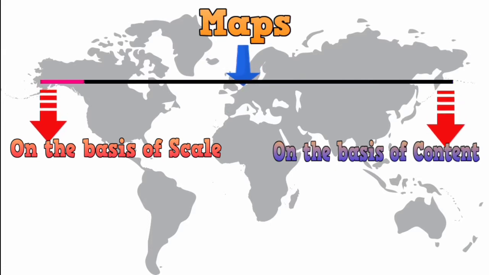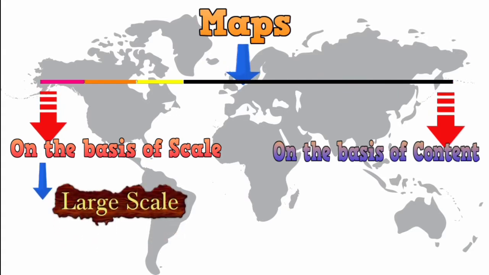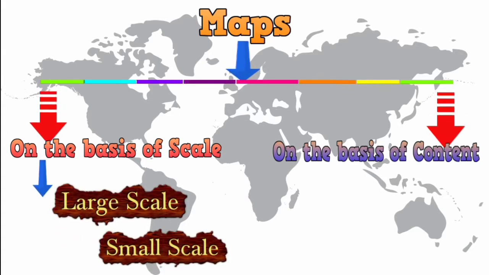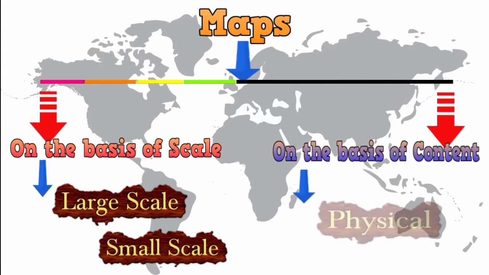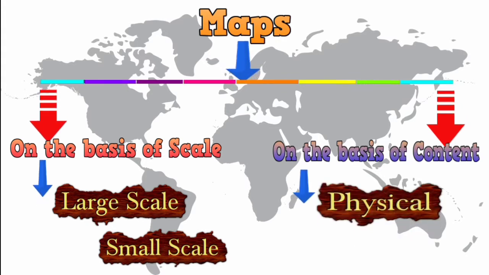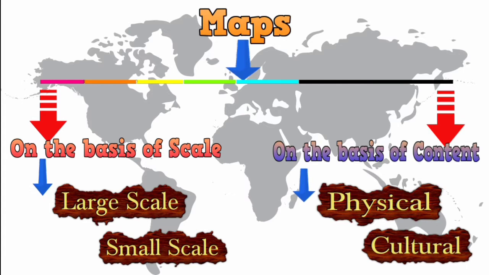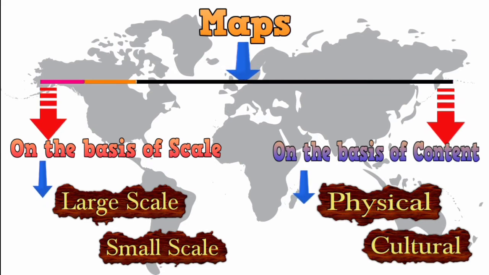On the basis of scale, it is further divided into large scale and small scale. On the basis of content, it is further divided into physical and cultural maps. So this is the classification of maps based on scale and based on content.